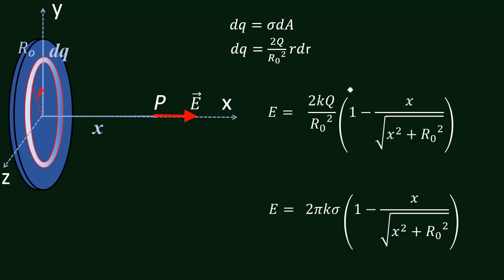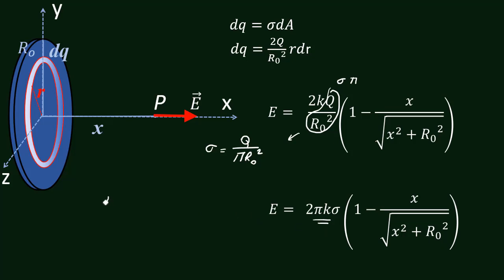Maybe one more detail is that there's q over r0 squared here. As you remember, we defined sigma as q over pi r0 squared. So what we're seeing here is that this parameter is sigma times pi. So we can rewrite E as 2 pi k sigma times 1 minus x over square root of x squared plus r0 squared. And you will notice one thing here.